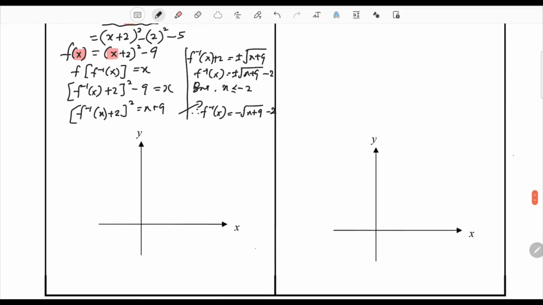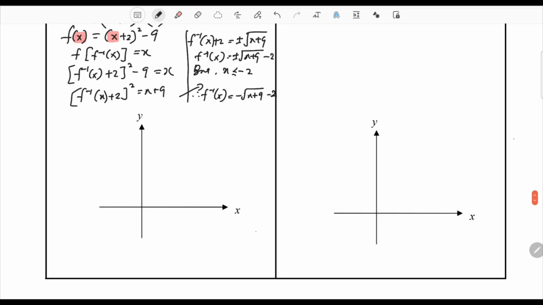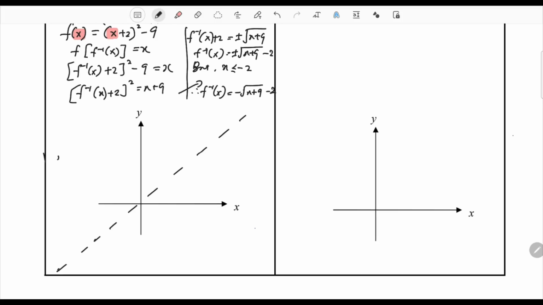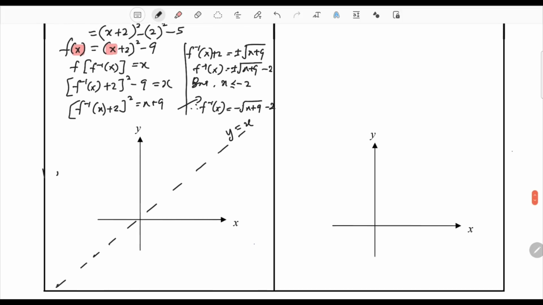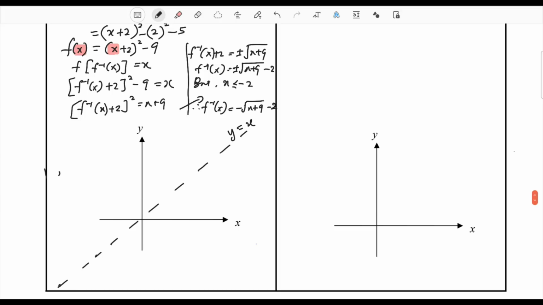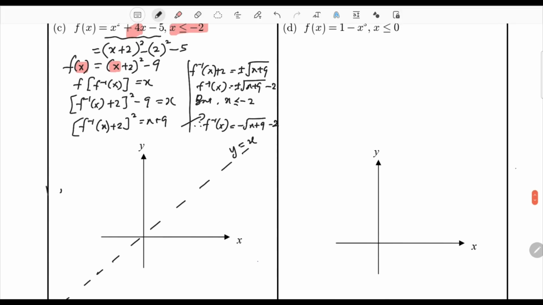Next, let's sketch it. Okay, so first we need to draw the y equal to x line. There you go, that's your line. So label y equal to x. So the graph of f(x), which is (x plus 2) squared minus 9. So we have the minimum point. So the minimum point will be negative 2, negative 9. So we want the left side.